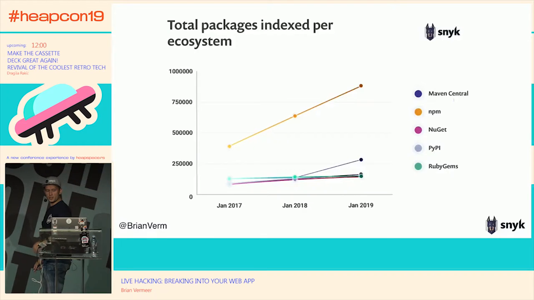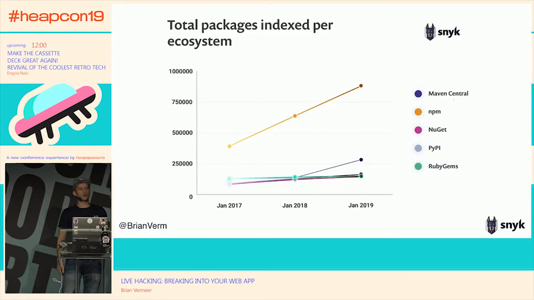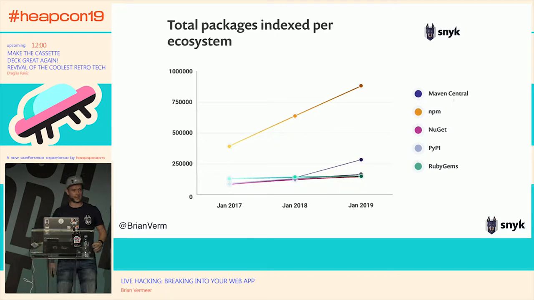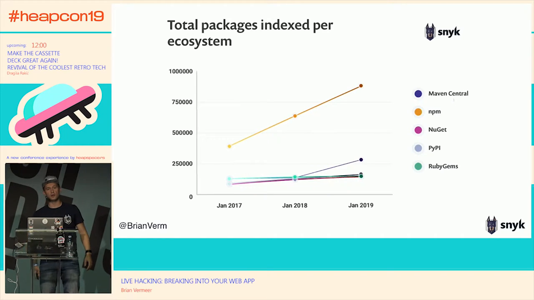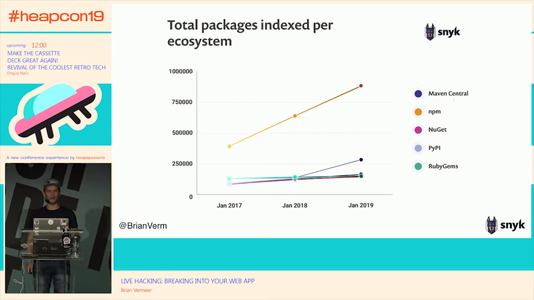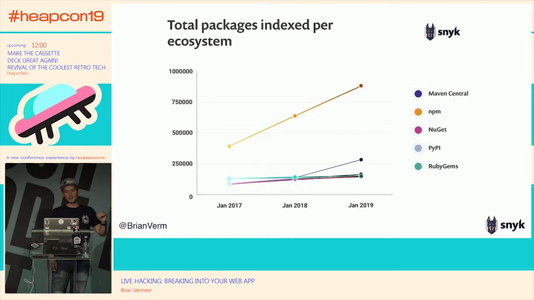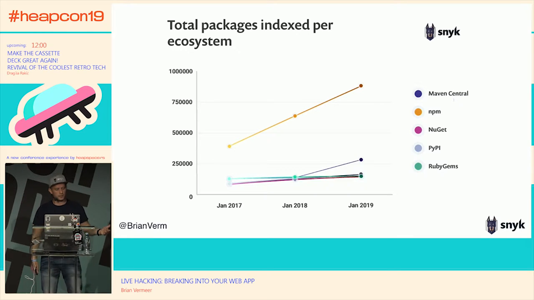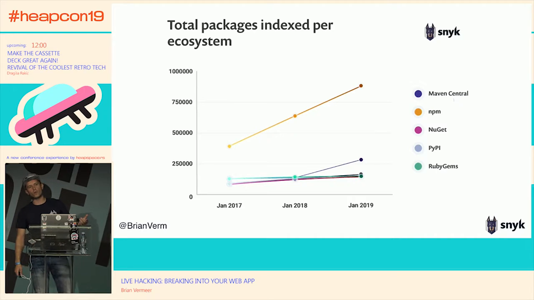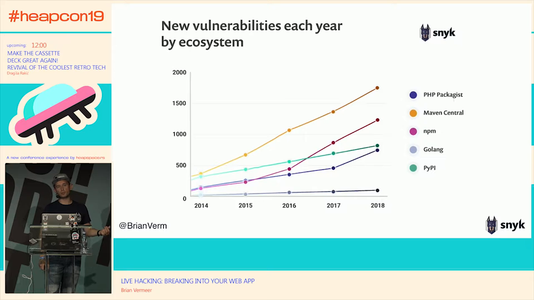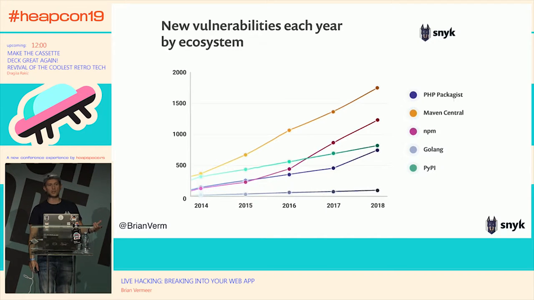If we look at the ecosystems, the amount of packages grew massively over the last year, and NPM is the clear winner. You could say something about the quality of packages, but I know that there are some Node programmers over here. I do not want to step on anybody's toes. But if we look at Maven Central, which is still the main repository for Java, there is still an increase of 100,000 packages in a year. And if we look at the vulnerabilities that will be disclosed every year, we see that Maven is the clear winner, unfortunately.